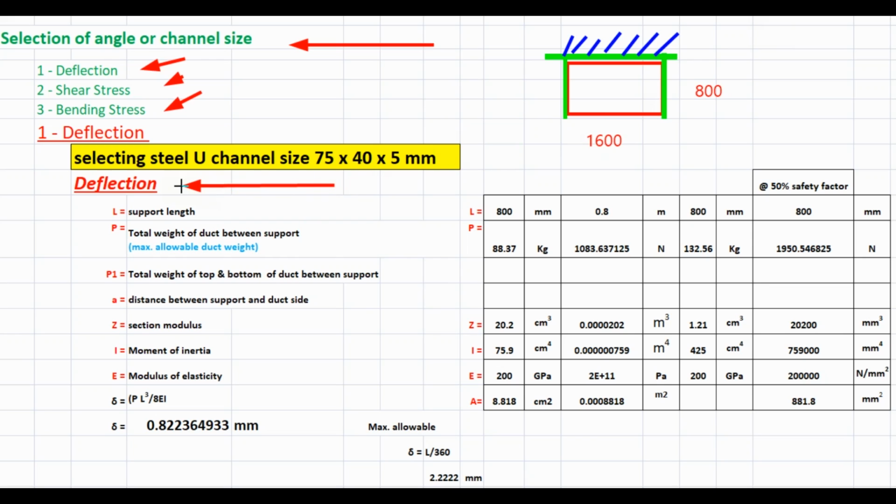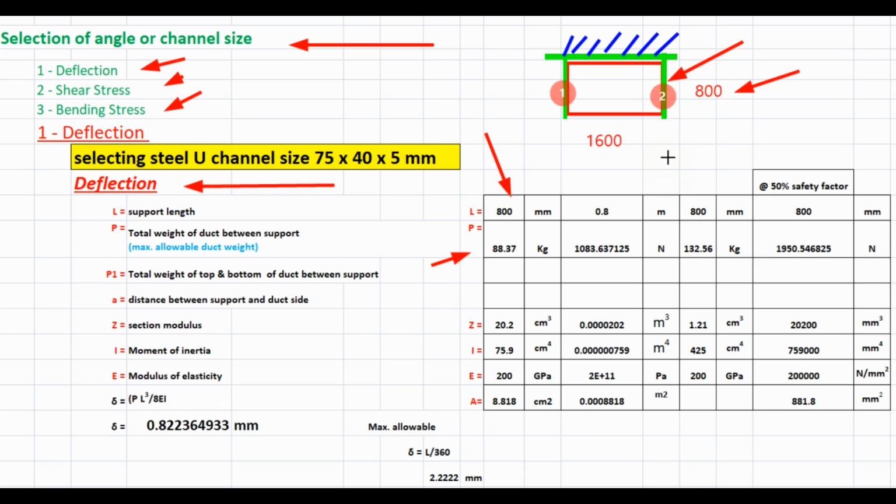First we'll do calculation for deflection. The duct dimension beside the cantilever support is 800 mm, so we will consider the length equal to 800 mm. And for one support we are using two cantilever channel or angle support. So the duct weight supported by one cantilever support will be equal to half of total weight, which is equal to 88.37 kilogram. And we take 50% safety factor for duct flanges and reinforcement.